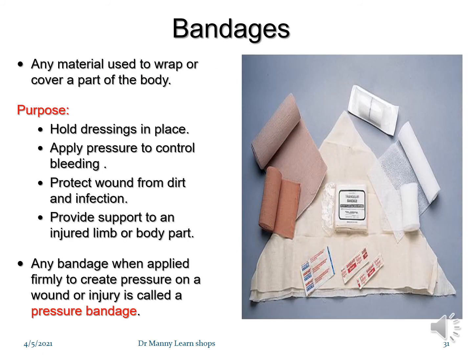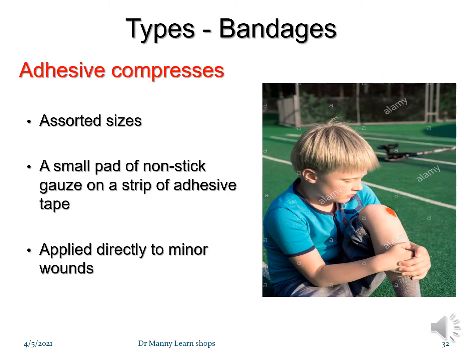Then you've got bandages, and bandages are any material used to wrap or cover a part of the body. What's their purpose? To hold dressings in place, to apply pressure to control bleeding, to protect the wound from dirt or infection, provide support to an injured limb or body part. Any bandage, when applied firmly to create pressure on a wound or an injury, is called a pressure bandage.